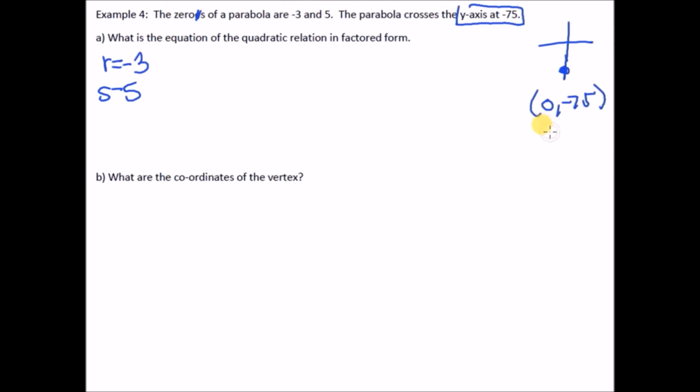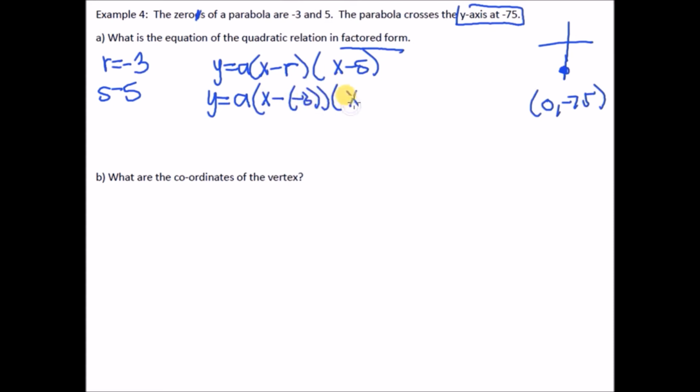But it also gives us a point in the form x, y. So first, what's the equation of the quadratic relation in factored form? So the exact same process as like the vertex form, but we're just using factored form this time. So let's sub in r and s first, just to walk through the steps. So x minus negative 3 and x minus 5.